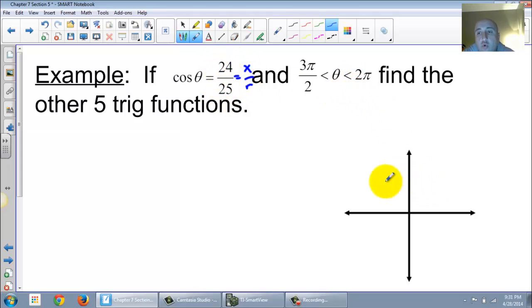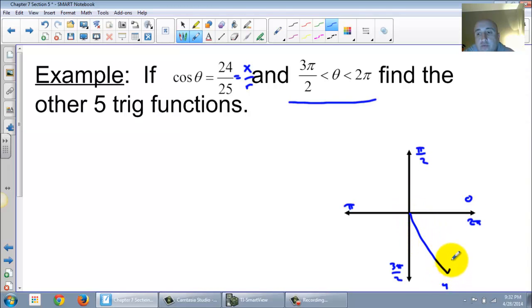Now, but we have to figure out what quadrant we're in. This will tell us that. So remember, we have 0, pi over 2, pi, 3 pi over 2, and 2 pi. What's it saying? It's saying theta is less than 2 pi, so that would be down because that's the negative direction, but greater than 3 pi over 2. So it's bigger than 3 pi over 2. Less than 2 pi, greater than 3 pi over 2 would put us in the fourth quadrant.